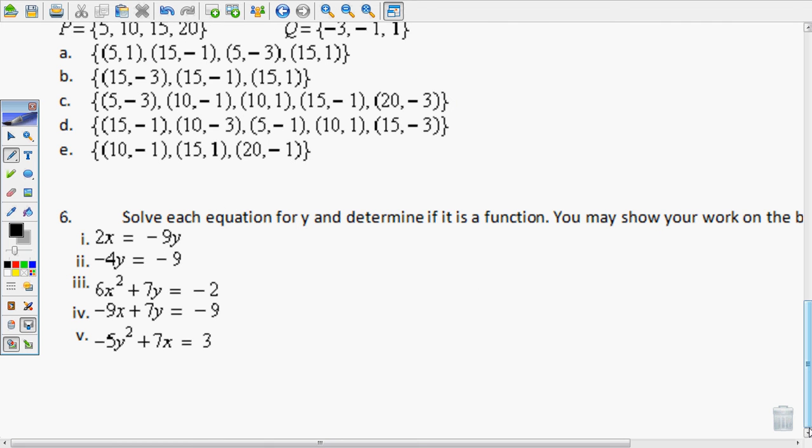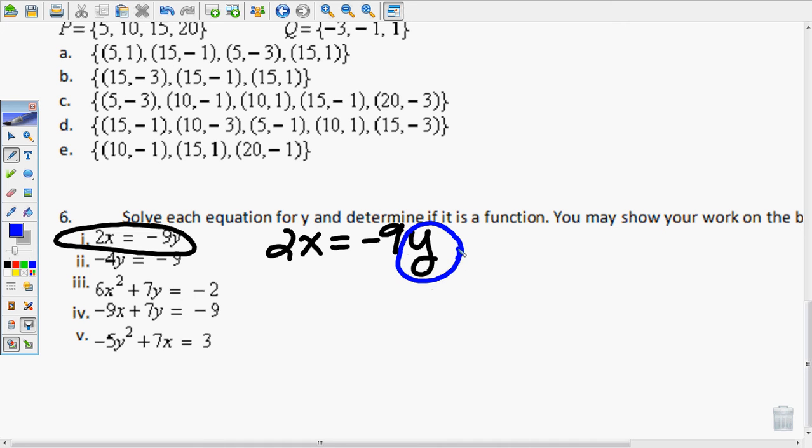All right, so number 6, we're going to do Roman numeral 1 first. It says 2x minus 9 equals negative 9y, and it wants to know, is it a function? So if I have 2x equals negative 9y, I need to do what first? Isolate my y. What is still around my y?